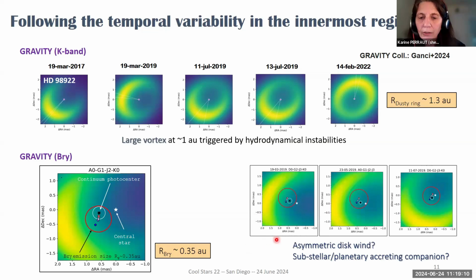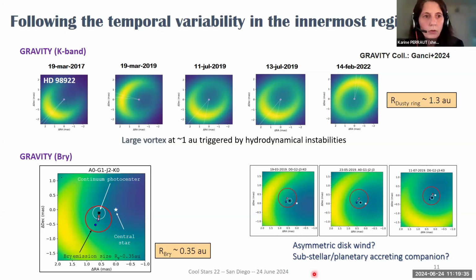What is really interesting is that it seems that the Brackett gamma emitting region remains between the star, here in white, and the arc we detect in the dusty disk. So either we are tracing an asymmetric disk wind or the accretion on a companion. This has to be understood, but it's really interesting.